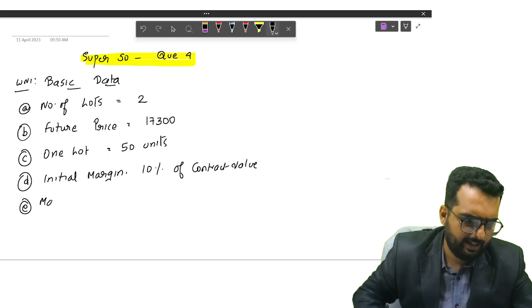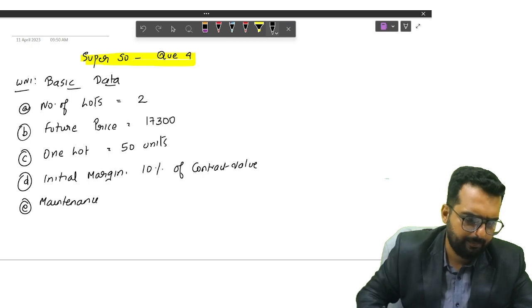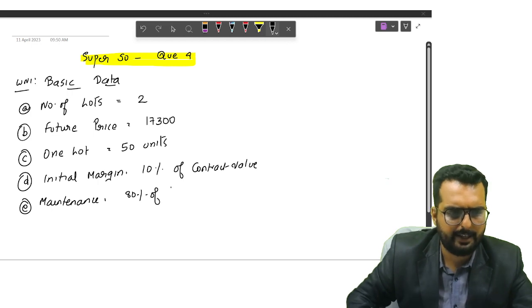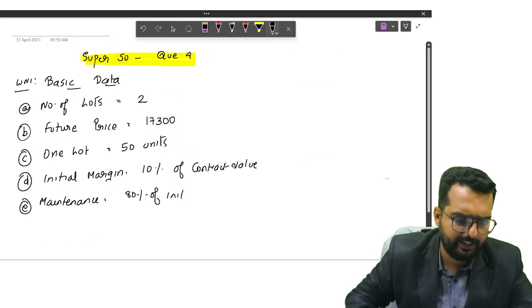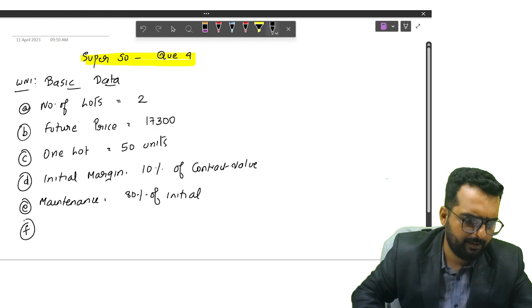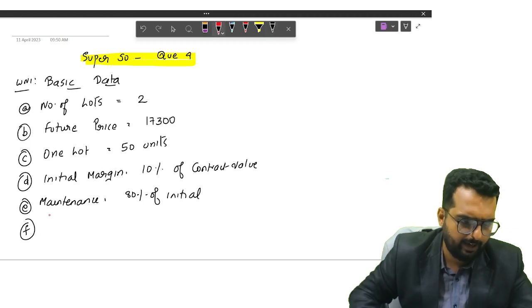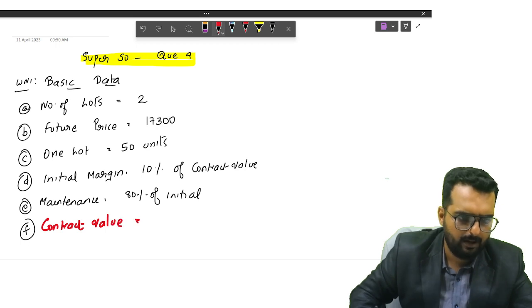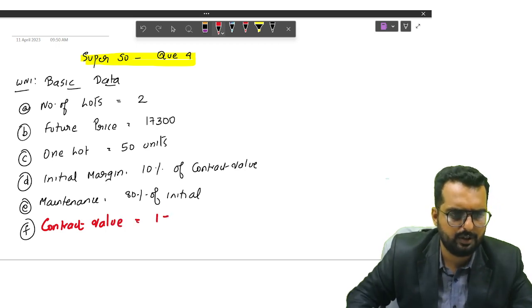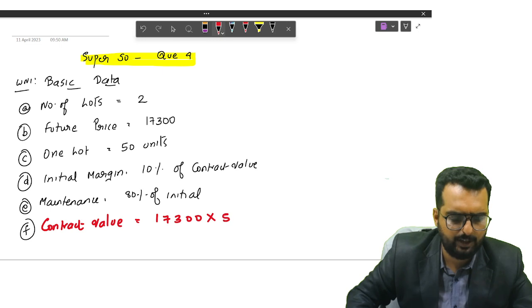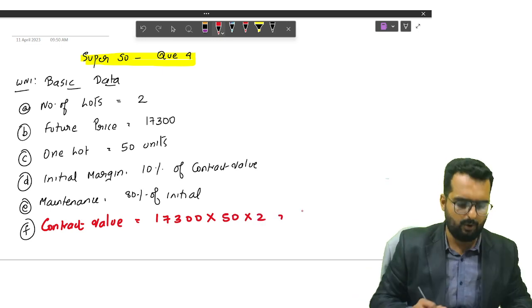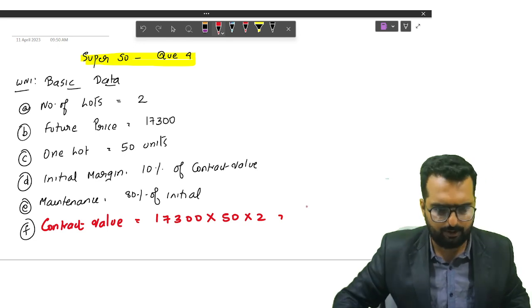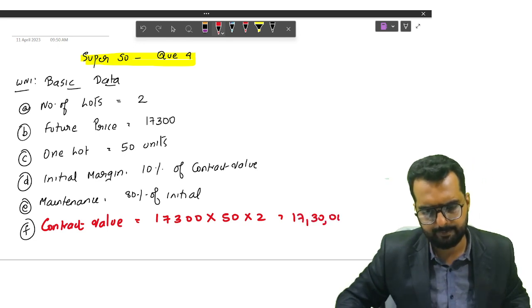Okay. And then they have told about maintenance margin. What about the maintenance margin? It is 80% of what? Of initial margin. Am I right? So from this, friends, can I go and find out the contract value? Contract value will turn out to be how much? 17,300 into 50 into 2. 2 lots they are doing, right? I think I'll get the answer as 17,30,000.